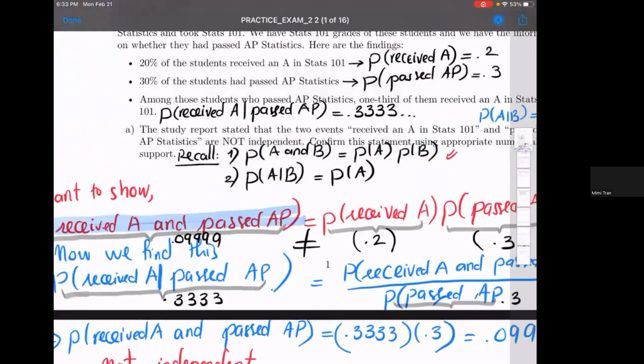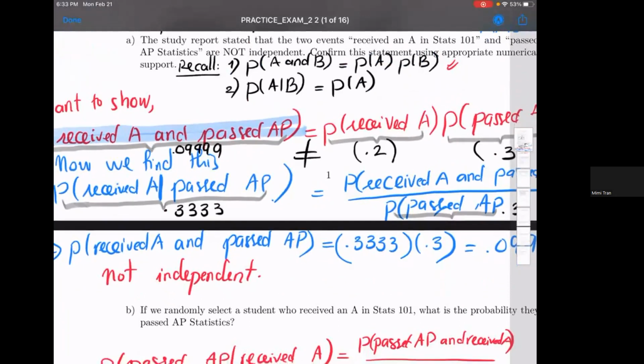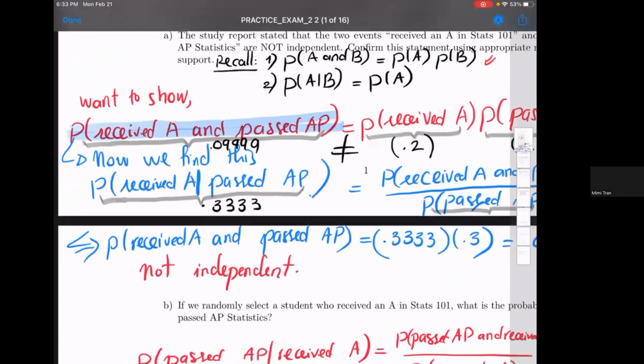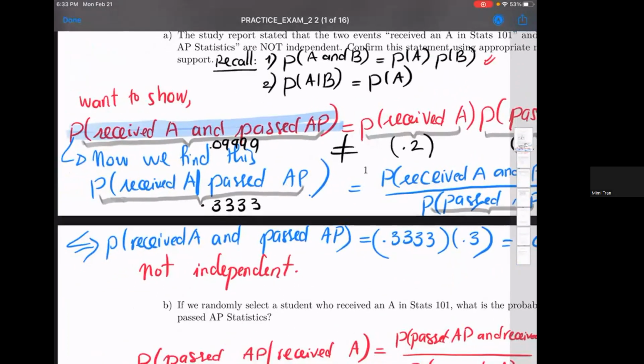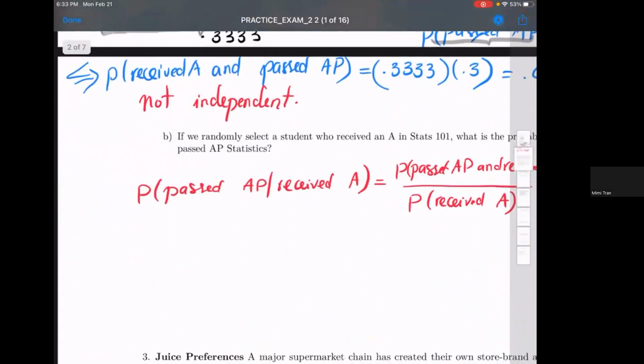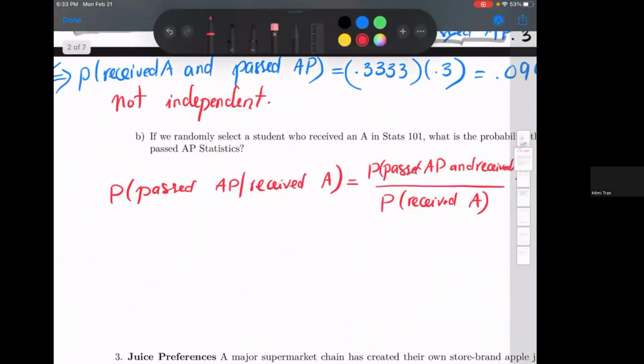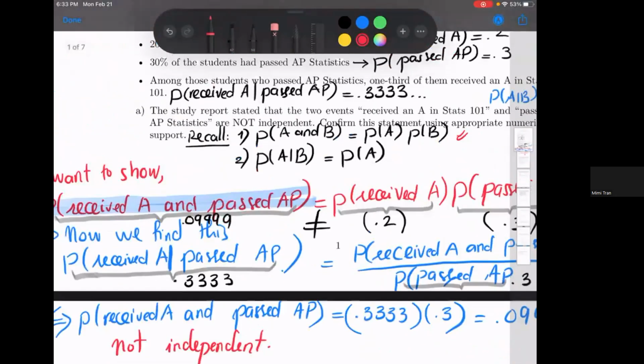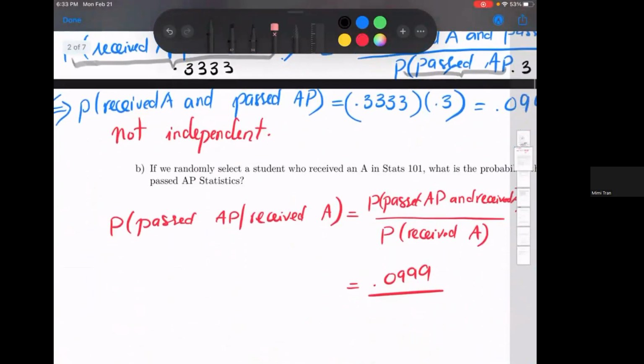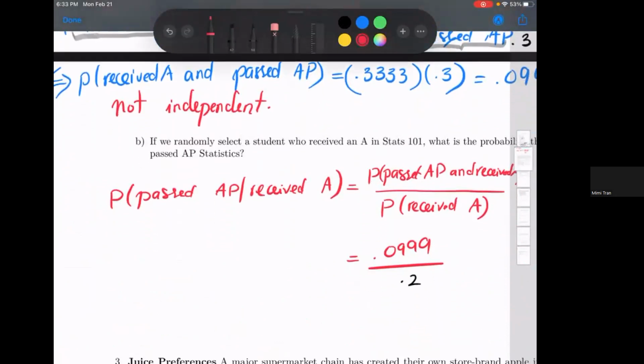Do we have that? Yes, we do, right? We found it up there. A little bit hard to find, but we found it. 0.09999, right? Again, receiving A and pass AP is the same thing as pass AP and receiving A. We found it from part A: 0.0999 divided by received A, which is 0.2. And you come up with the numbers. That's the easy part.